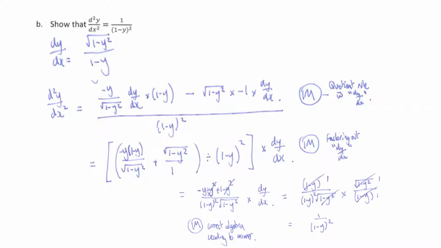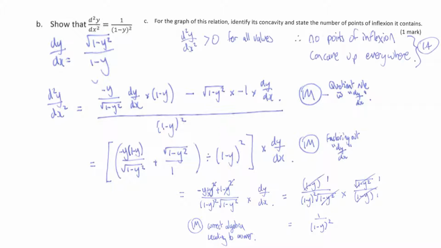I had some simplification going on first, but when I perform that simplification and then replace dy/dx with the square root of 1 minus x squared over 1 minus y, I get some other nice cancelling, leading to a nice, neat, simple expression. This double derivative of y with respect to x is 1 over 1 minus y squared. Very good.